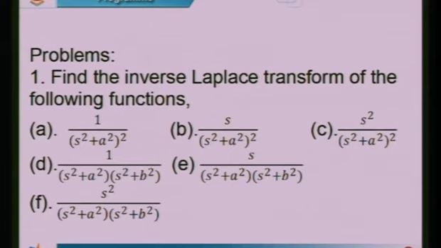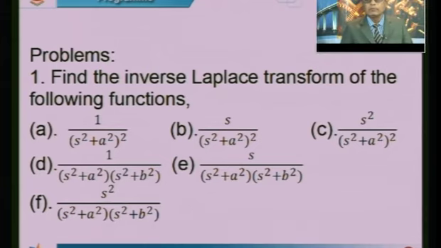Find the inverse Laplace transform of the following functions. First one, 1 divided by (s square plus a square) whole square. Second one, s divided by (s square plus a square) whole square. Third one, s square divided by (s square plus a square) whole square. Fourth, 1 divided by (s square plus a square) into (s square plus b square).